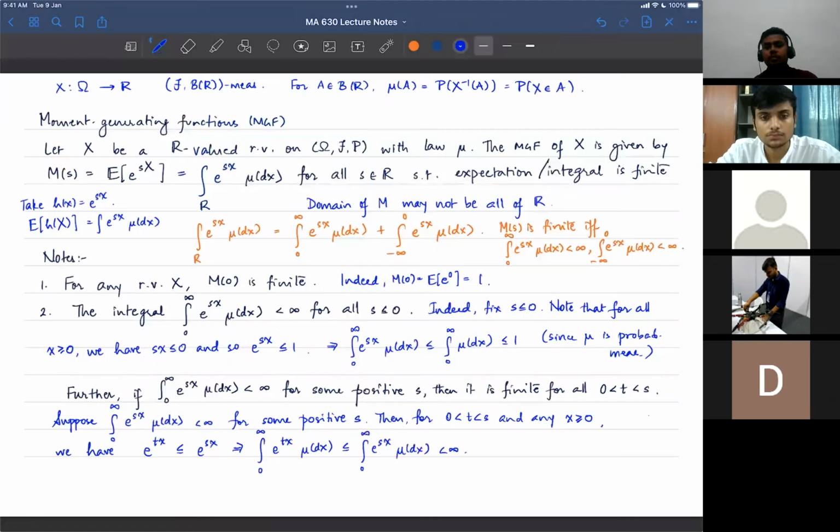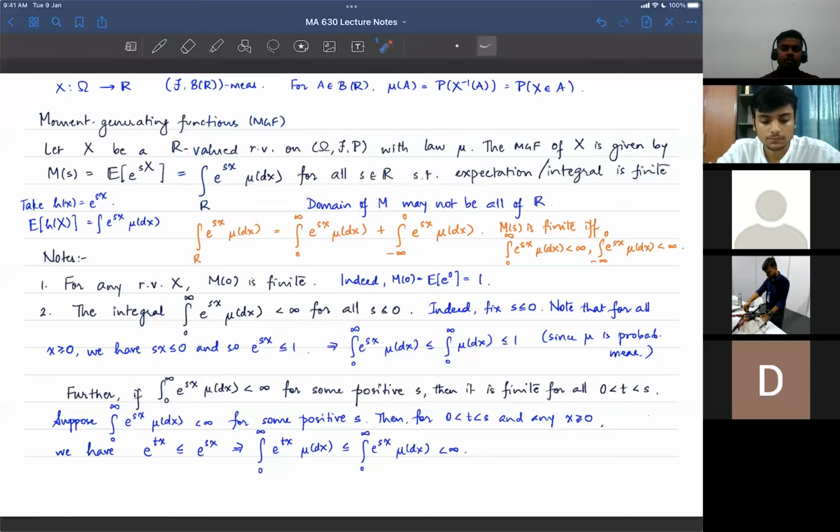Any questions with this? Okay, so basically what we've done is we've said that this integral in the moment generating function can be written as an integral from 0 to infinity plus an integral from minus infinity to 0. About the first part, namely the integral from 0 to infinity, we have figured out that it is always finite whenever s is negative or 0. And if it is finite for some positive s, then it is finite for any smaller s.